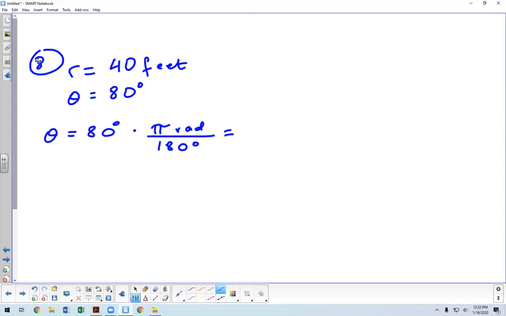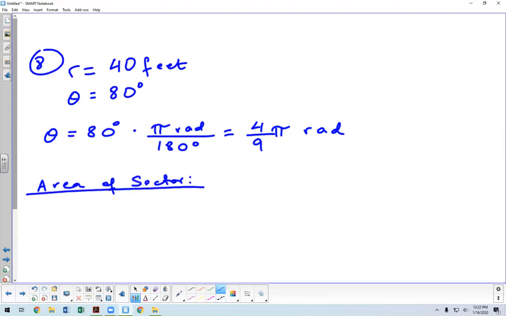This is basically 8 over 18 if you get rid of the 0. So just reduce that, and that will be 4 pi over 9 radians. Okay, so now we're ready for the area of the sector. So that was 1/2 radius squared theta.